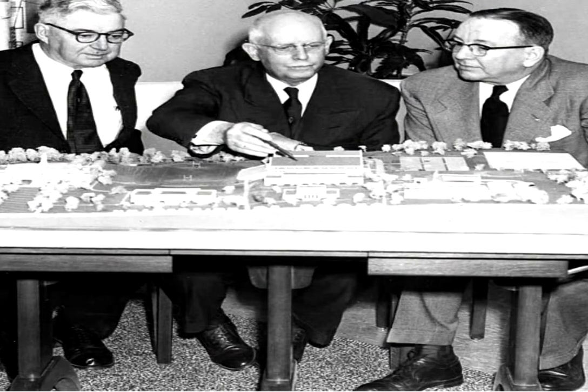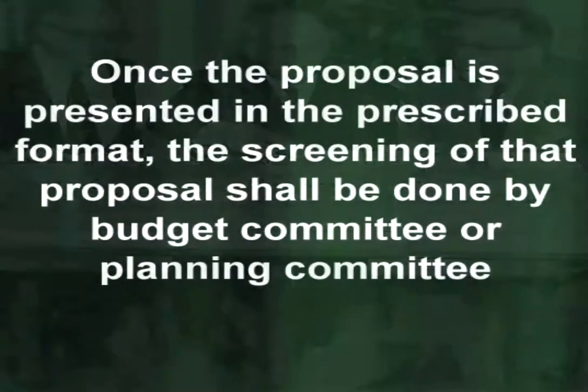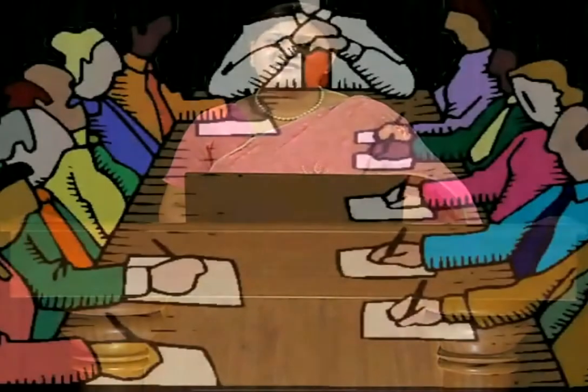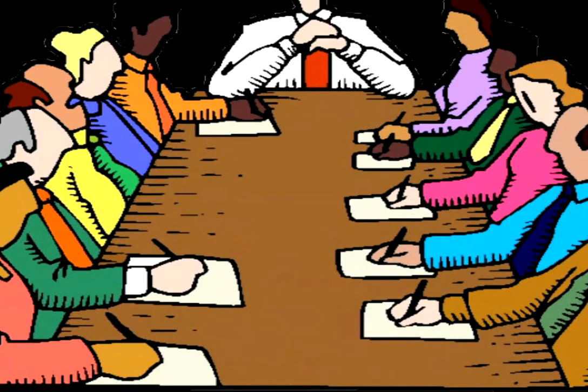What will they do? They will do the screening of this proposal. Once the proposal is presented in the prescribed format, the screening of that proposal shall be done by the budget committee or planning committee. They shall find out whether this proposal is as per the standards set by the committee or top management. They shall look into whether it is in line with the long-term development program of the company or not. If they find it suitable, then further economic evaluation of this proposal shall be done, else it shall be rejected.